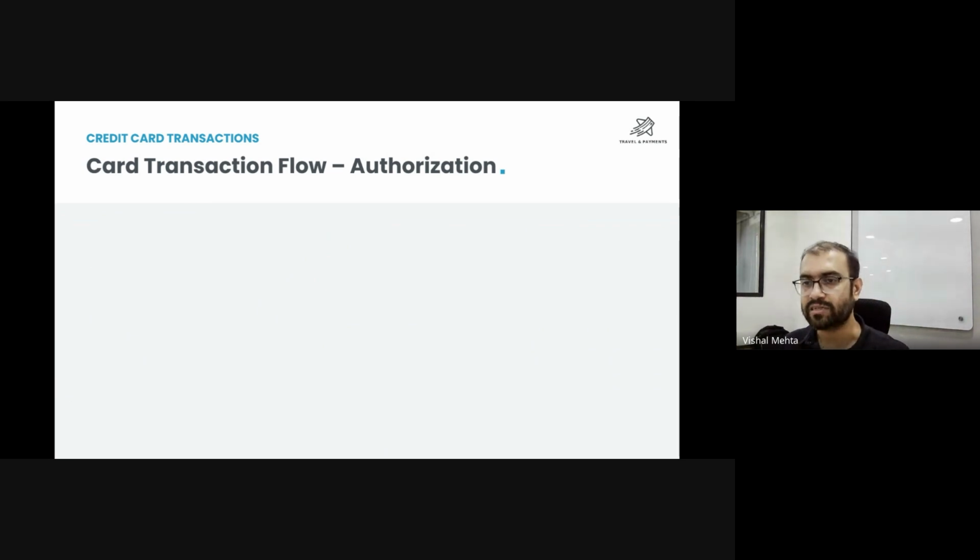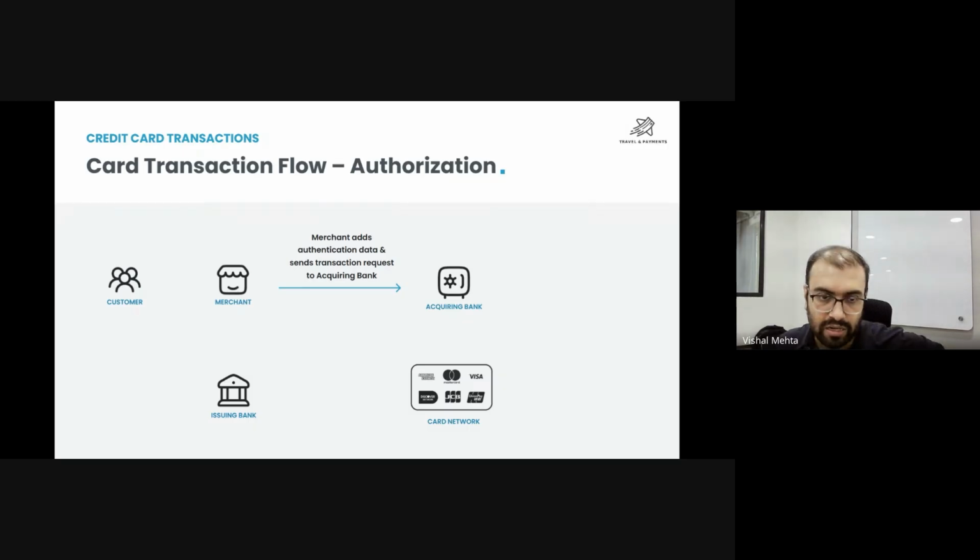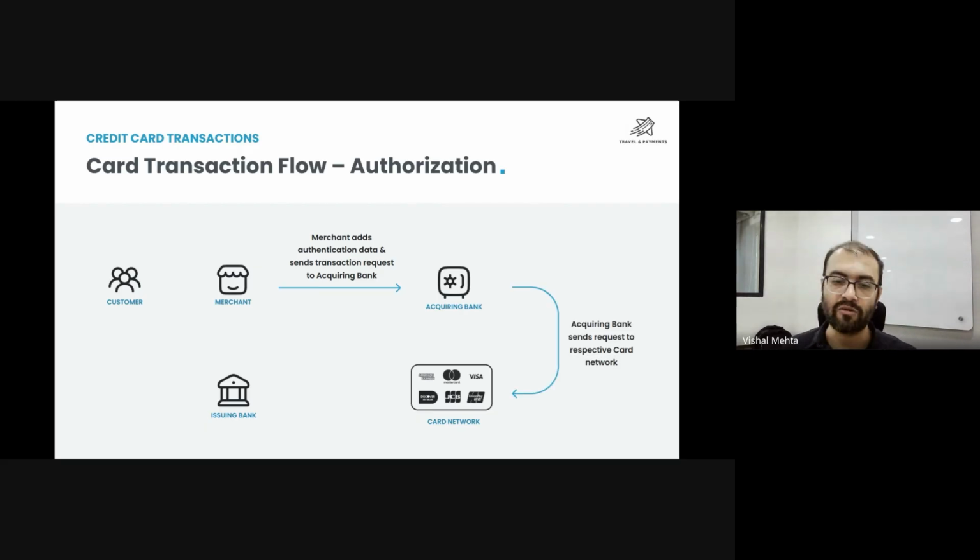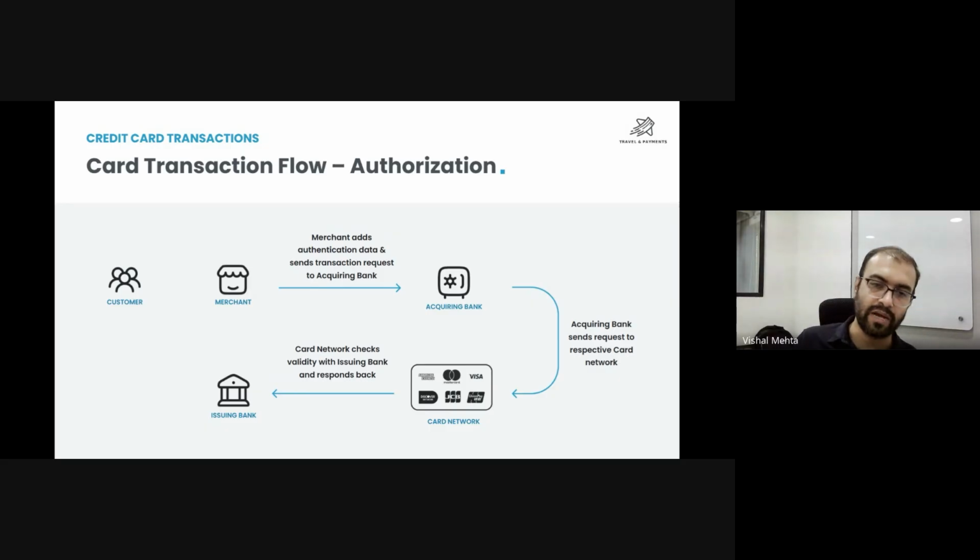Once authentication is successfully done, then comes the authorization. So what is authorization, right? In case of authorization, the merchant has anyway captured the card details from the customer. So merchant will add the authentication data and send the transaction request to the acquiring bank. Then the acquiring bank will take the transaction data along with the request and send it to the card network. And then card network will send to the issuing bank. And in response, we will get the response whether the authorization is successful or not.